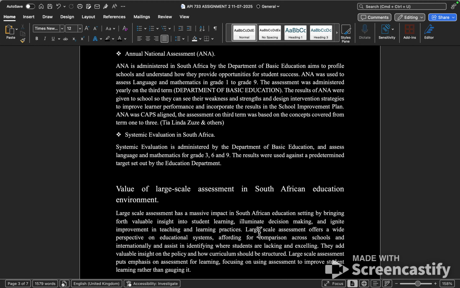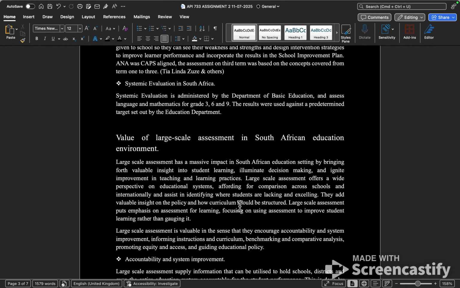And then the second one is system evaluation. System evaluation, I know it is administered in the Western Cape. It is an assessment that assesses grade 3s, grade 6, and grade 9s. It assesses mathematics and languages. It is also a program of the Department of Basic Education, and also it is CAPS aligned. It is as well administered on the 3rd term of an academic year, it comprises all concepts from term 1, term 2 up until term 3.